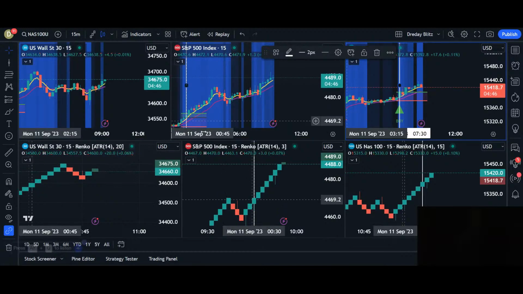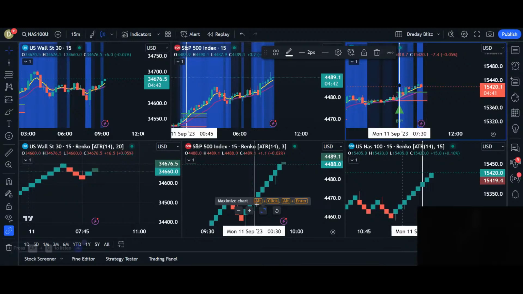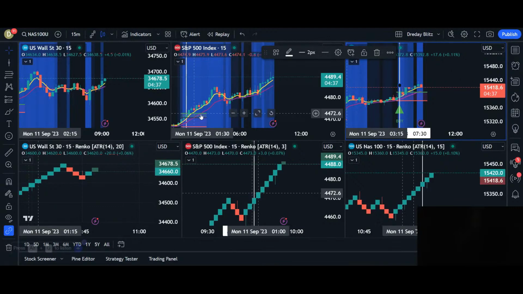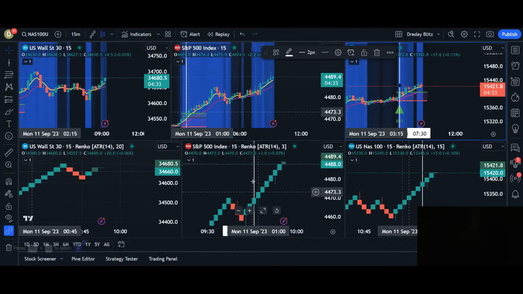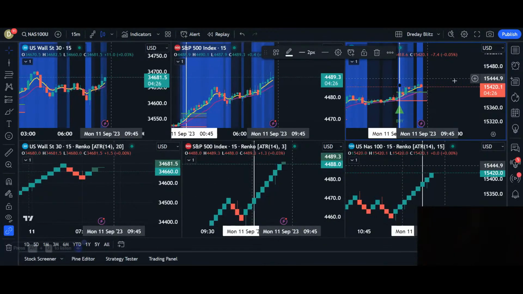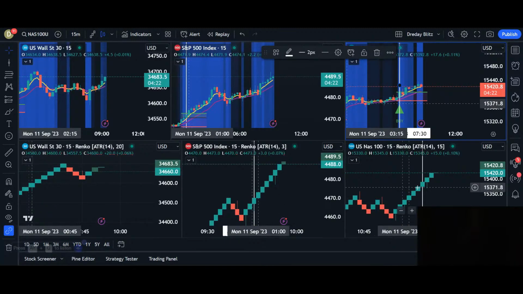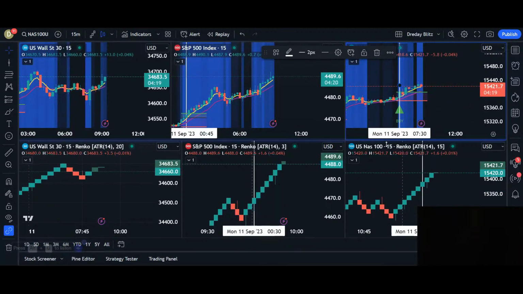Your stop loss, you put it at the previous Renko bar of the signal. So meaning that if we take an example of S&P 500, you have the buy signal on that Renko bar, so your stop loss will be on the previous Renko bar. Okay. Same thing for Nasdaq, previous Renko bar. From that signal, you put your stop loss there. And that's pretty much it. So it's really simple to use and anyone can use it.